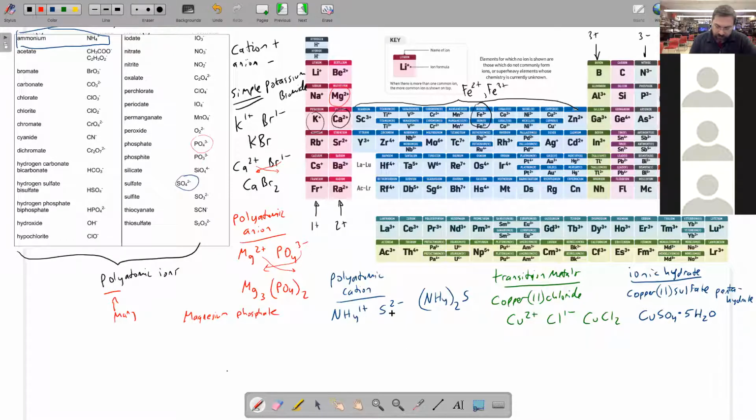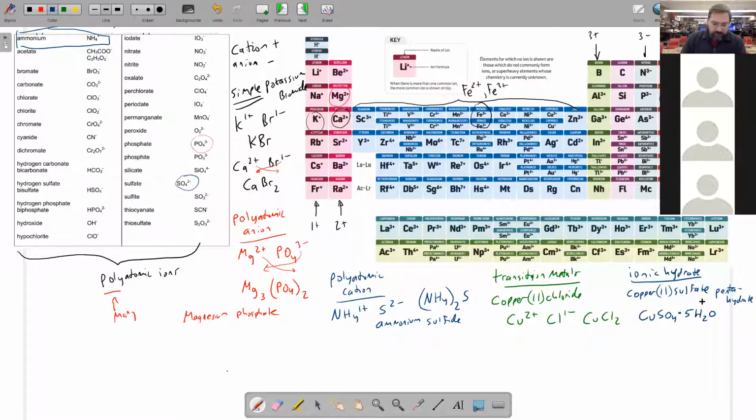This is NH4 and S 2-, NH4 and S. NH4 is ammonium, and S is from sulfide. That's the element sulfur, but you change the end of the name to end with -ide if it's a monatomic anion. And I already wrote how copper(II) chloride would go, copper(II) sulfate pentahydrate.